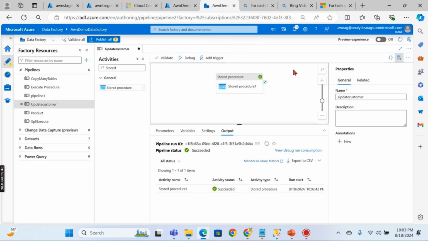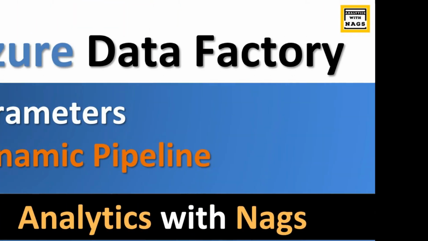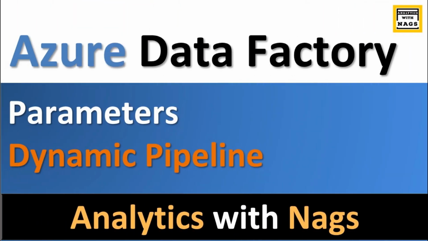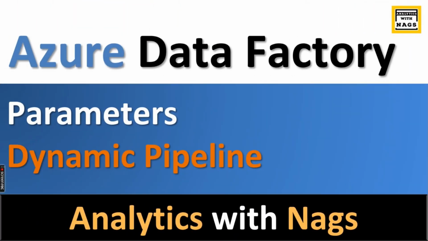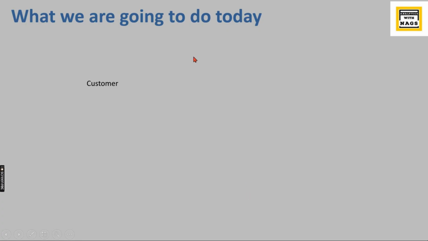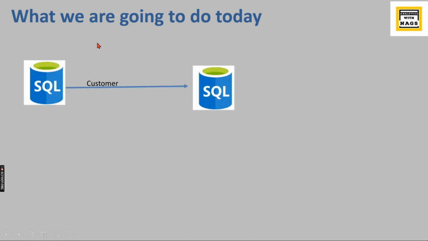So now we have achieved what we have to do today, like parameters, or in other terms, how to make your pipeline more dynamic. That is what we're going to see as part of this video. Let's begin. What are we going to do today?